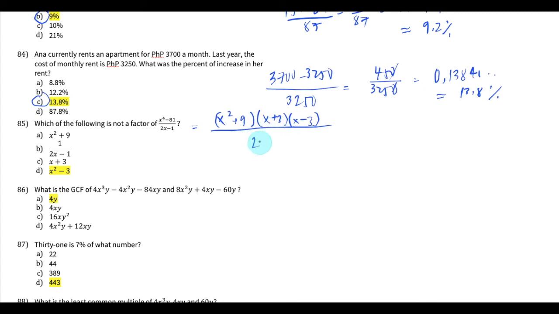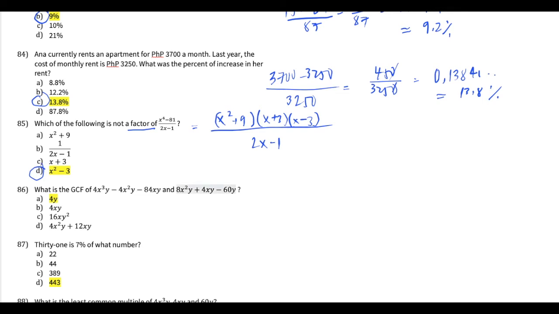So, baba, 2x minus 1. Okay? Anong factors nito? Pwedeng x squared plus 9. Pwedeng x squared minus 9. It's also a factor. Pwede rin x minus 3 over 2x minus 1. Pwede rin 1 over 2x minus 1. Okay? Marami ditong possible na factors. Ang tinatanong lang naman is factor, not necessarily prime factor. So, ang sagot dito is letter D.